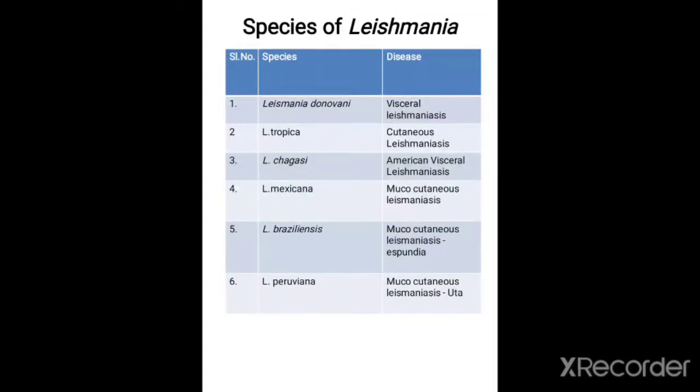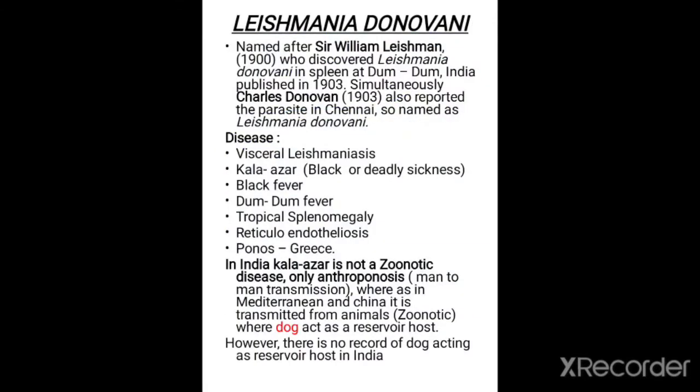Now let us come to the species of the genus Leishmania, which include Leishmania donovani and Leishmania tropica. Leishmania donovani is responsible for visceral leishmaniasis, and Leishmania tropica is responsible for the cutaneous form of leishmaniasis. Now let us come to the first species, that is Leishmania donovani.